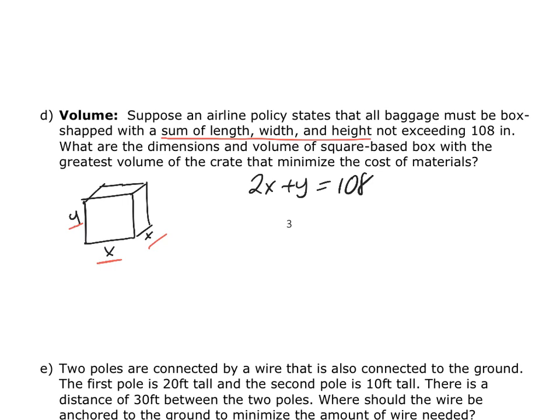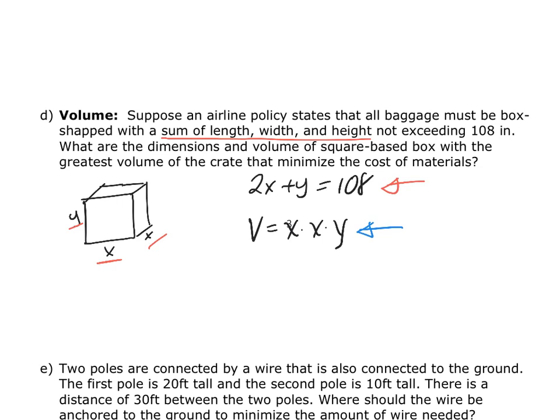What is it that I'm trying to maximize or minimize? The volume. How do I find the volume of a box? Length times width times height. Okay? Remember, this is my constraint, and this is what I need to minimize or maximize.